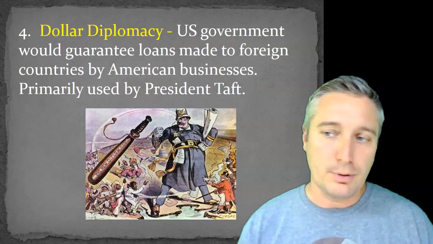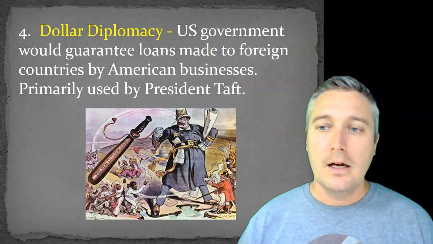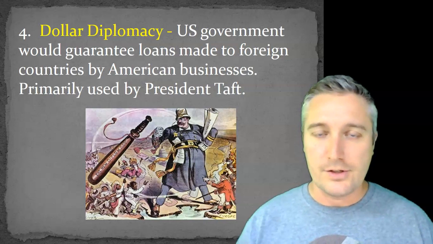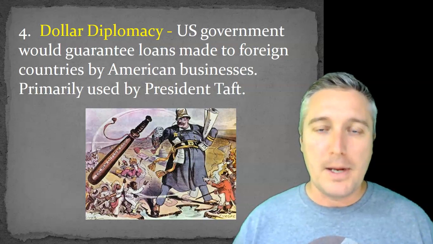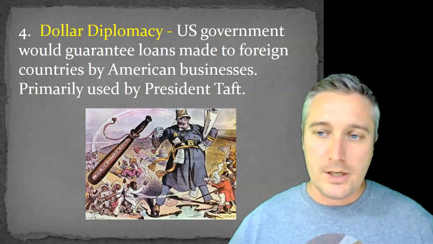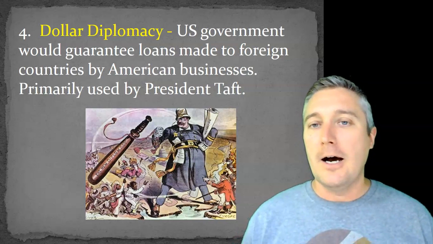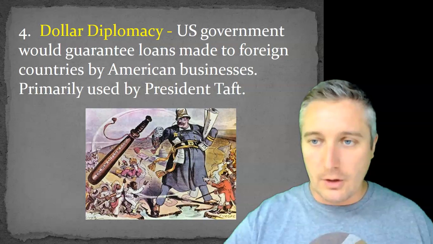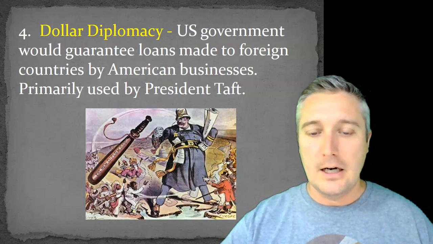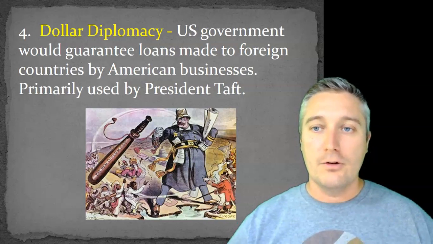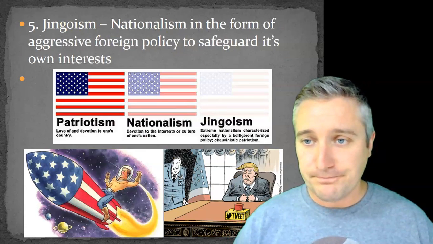You have what's called dollar diplomacy, which said that the U.S. would back up, basically guarantee loans made to foreign countries by American businesses. So what we're saying here is that the U.S. is backing up American businesses, which makes foreign countries want to do more business with them. You have the backing of the U.S. government with all their might, and what we're going to see is the great expansion of U.S. corporate interests throughout the world.